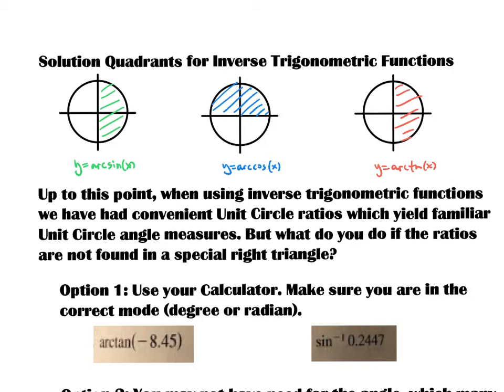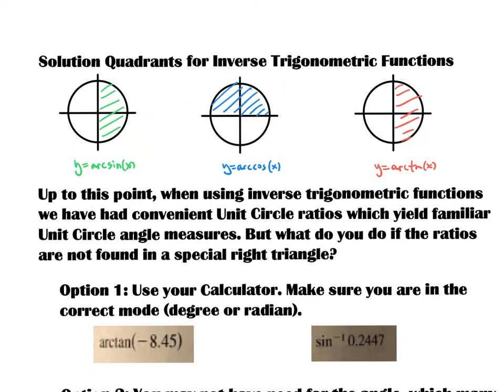Just make sure that when you are evaluating those types of functions and expressions that you're in the correct mode. So for both of these, you would be in radian mode. You only use degree mode if you see a degree symbol next to the value. I'm going to go ahead and punch these out on my calculator so that you can attempt these at home. If you want the arctangent of negative 8.45, make sure first of all that you're in radian mode, and then press second tangent and negative 8.45.